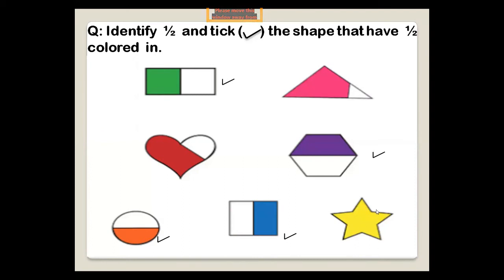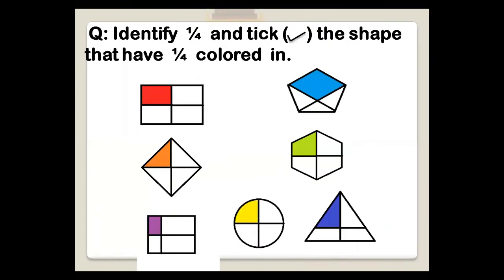Okay, have you understood this activity? Hope you have understood. Now move towards the next. Now we have the activity about one quarter. Identify 1 over 4 and take the shape that has 1 over 4 colored in. Here we have to identify the quarter shapes, which are divided into 4 equal parts.